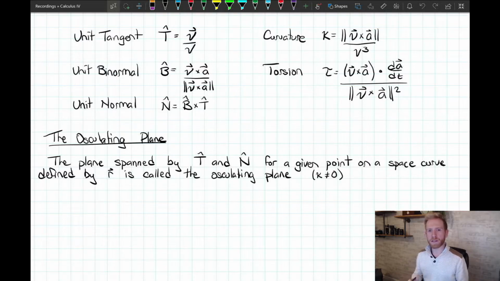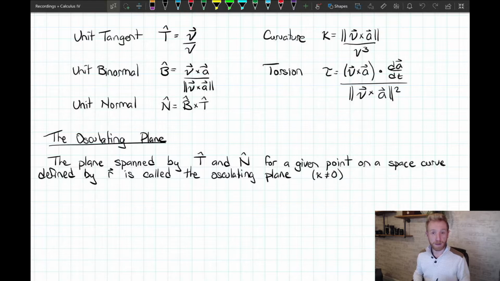Now, it might help once again to remember that if the unit binormal is not changing, that means we have no torsion. That means that we have a planar curve, and that plane would be the osculating plane. So if we just have a circle, no matter what its orientation is, it should exist on a plane, and it's just going to stay on that osculating plane.